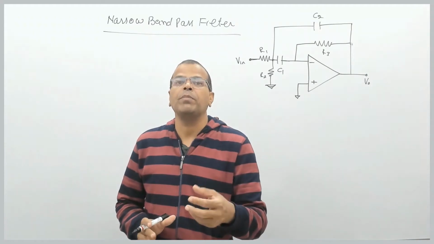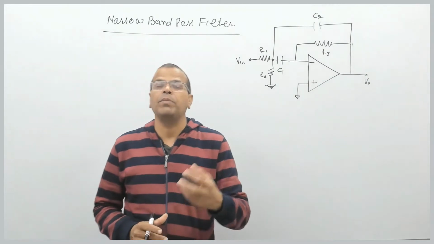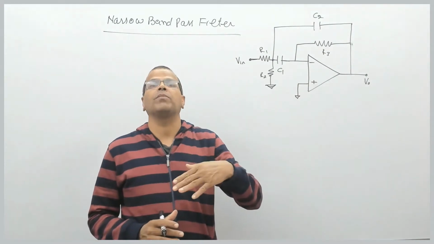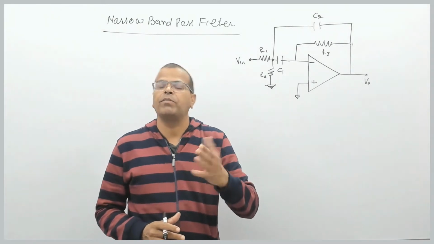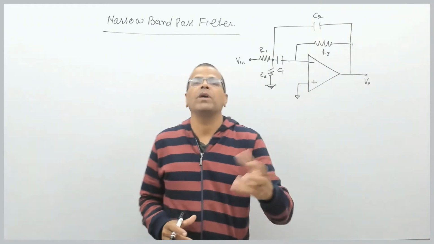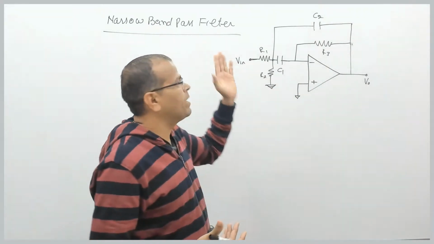But sometimes they may ask the type of filter. They may give you the circuit, maybe 4 different circuits, and ask the function performed by those circuits, or you may be given this circuit and they may ask what is the type of circuit. That is nothing but narrow band pass.